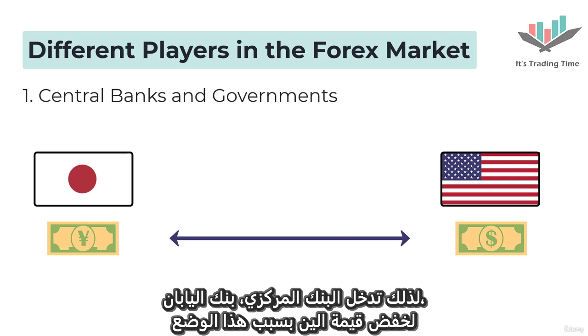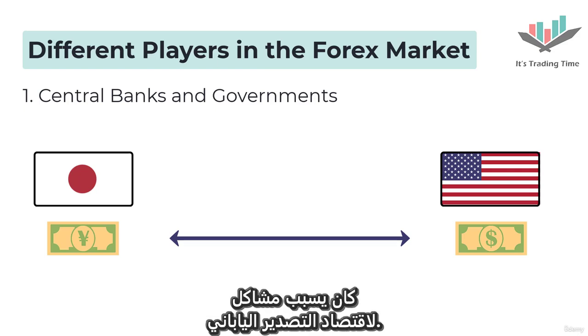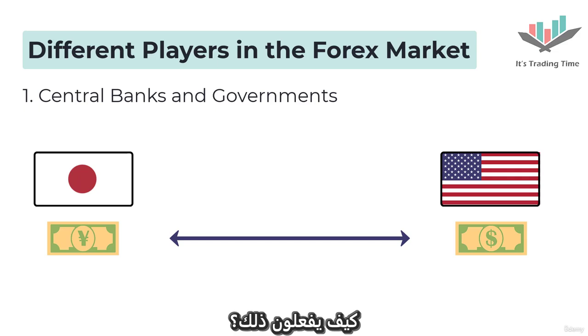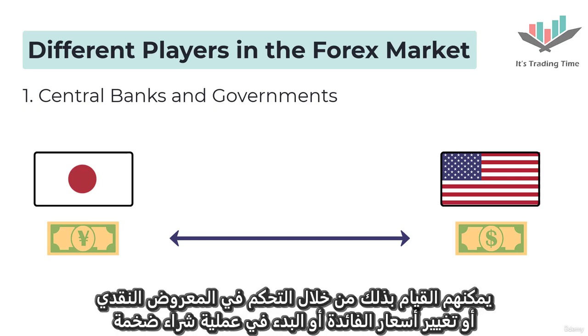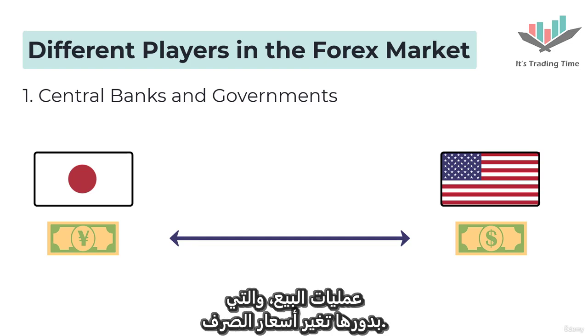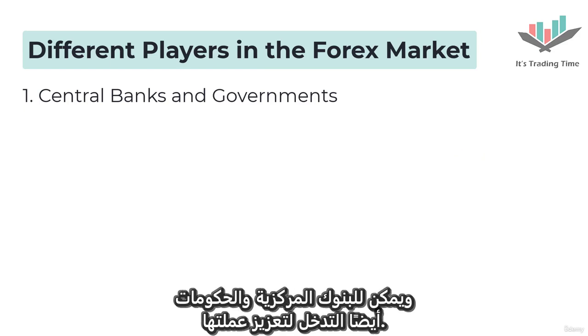So the central bank, the Bank of Japan, intervened to lower the value of the yen because that situation was causing problems to the Japanese export economy. How do they do that? They can do that by controlling the money supply, changing the interest rates, or starting massive buy-sell operations, which in turn alter the exchange rates. Central banks and governments can also intervene to strengthen their currency.